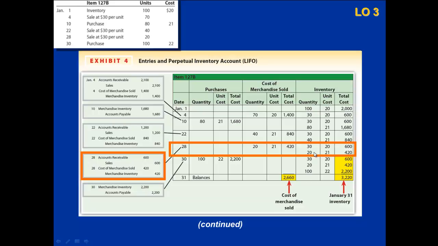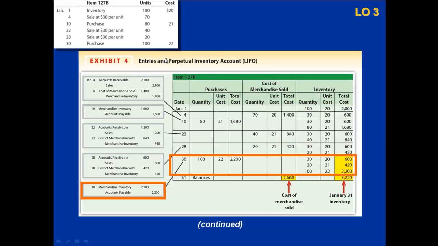So at this point, we have two different dollar amounts per unit. We have two different categories. The $20 units, we have 30 of them, and the $21 units, we have 20 of them. Okay, so at this point, if we were to add those two together, we have $1,020 in our ending inventory.